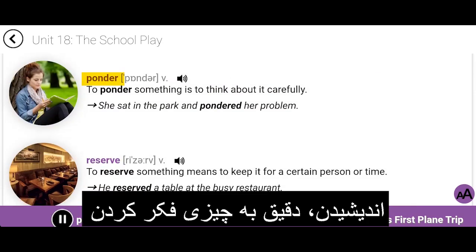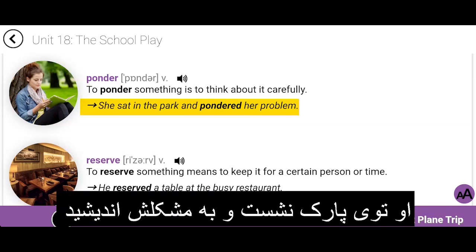Ponder. To ponder something is to think about it carefully. She sat in the park and pondered her problem.